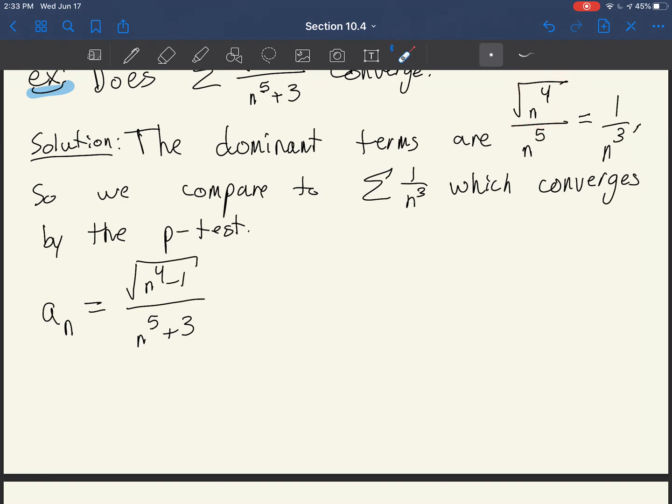Well, first off, we want to get n to the 4th in the numerator. Here, we are subtracting off 1. So if we add that 1 back, then we have something larger. So this is less than the square root of n to the 4th divided by n to the 5th plus 3. And that's just n squared over n to the 5th plus 3.